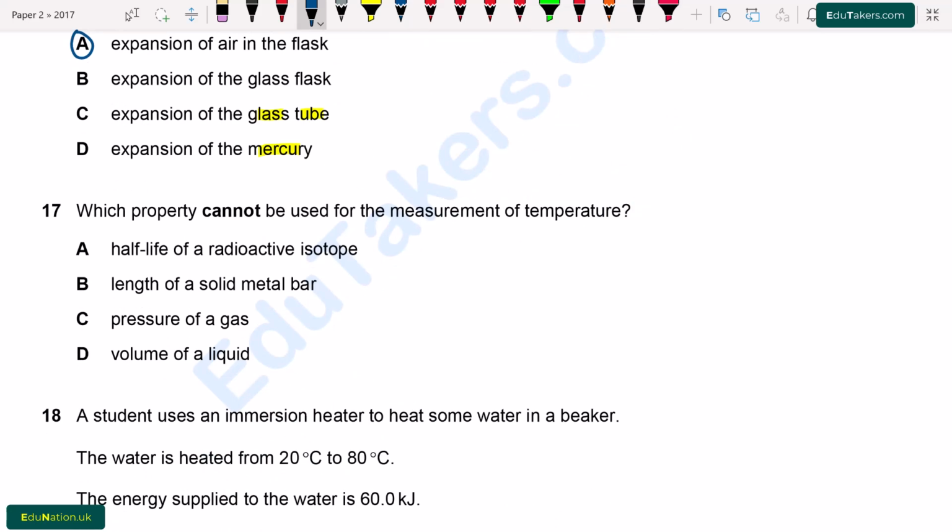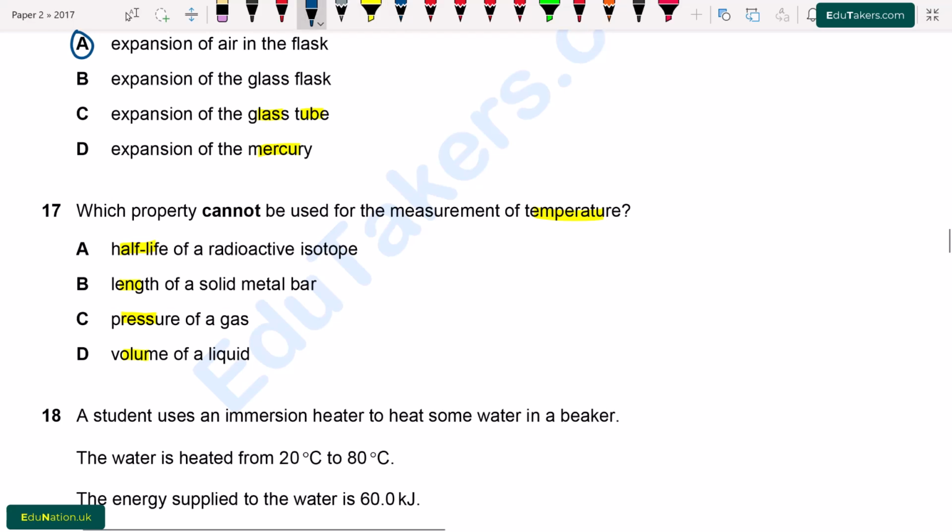Question number 17. Which property cannot be used for the measurement of temperature? Option A, half-life of the radioactive isotope. B, length of a solid metal bar. C, pressure of the gas. D, volume of the liquid.